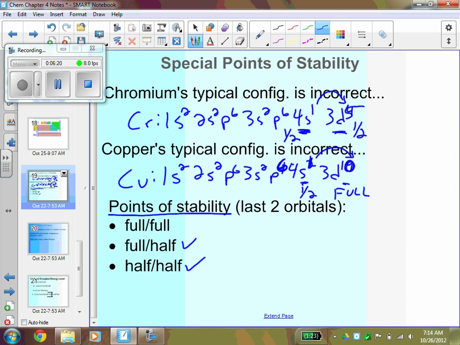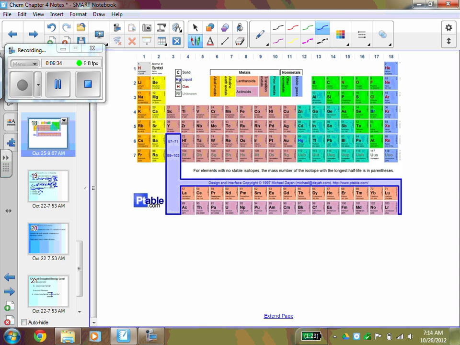So copper and chromium are the ones you need to worry about, at least for just regular high school general chemistry. Other than that, we won't worry about it any further. Now, the full combination, let me talk about this. These are our noble gases. Anything right here has a full S and a full P. So this is very, very stable. This is a full S, this is a full P, this is very stable. This has a full S, a full D, and a full P, again, very stable.